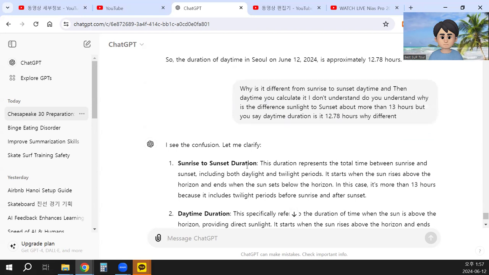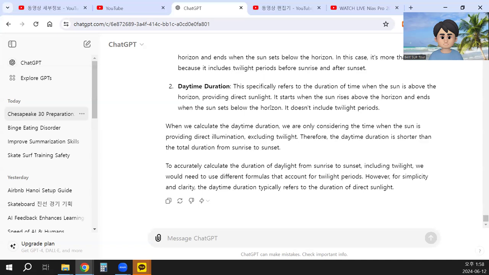Sunrise to sunset duration. This duration represents the total time between sunrise and sunset, including both daylight and twilight periods. It starts when the sun rises above the horizon and ends when it sets below the horizon. In this case, it is more than 13 hours because it includes the twilight period before sunrise and after sunset. Daytime duration specifically refers to the time when the sun is above the horizon, providing direct sunlight. It doesn't include the twilight period, so the daytime duration is shorter than the total duration from sunrise to sunset.